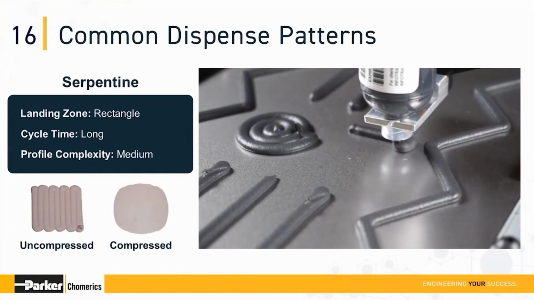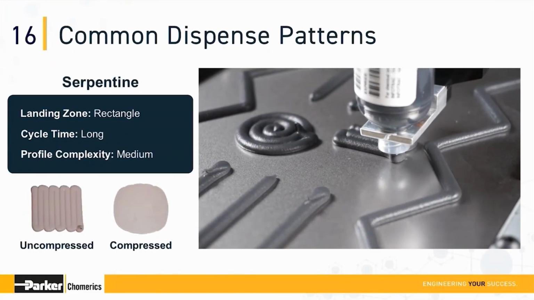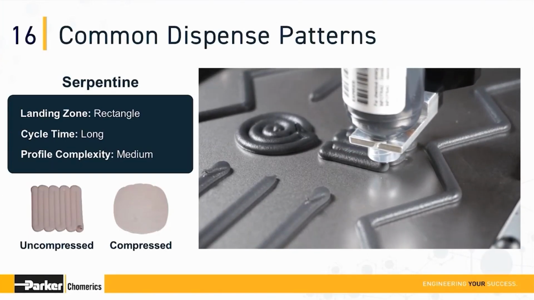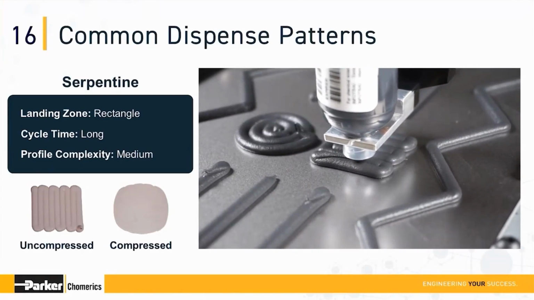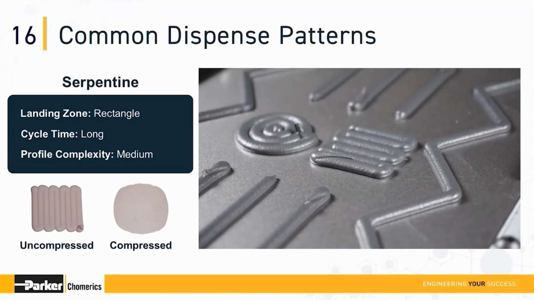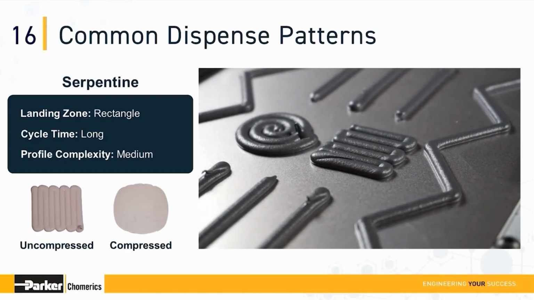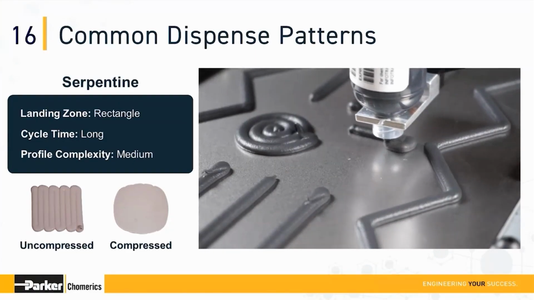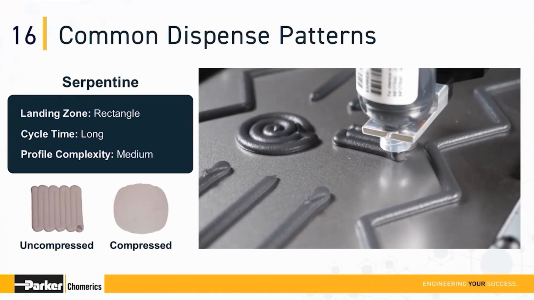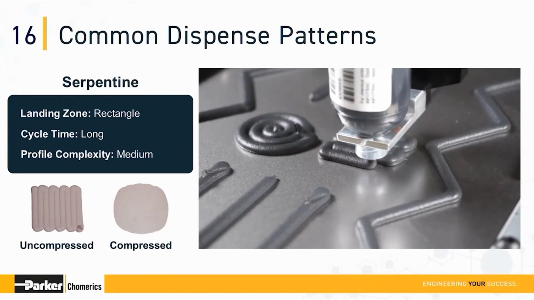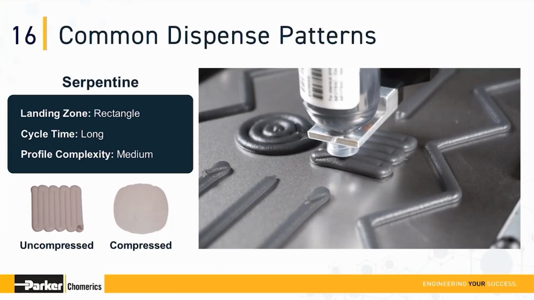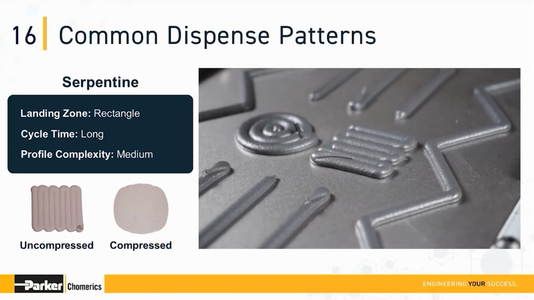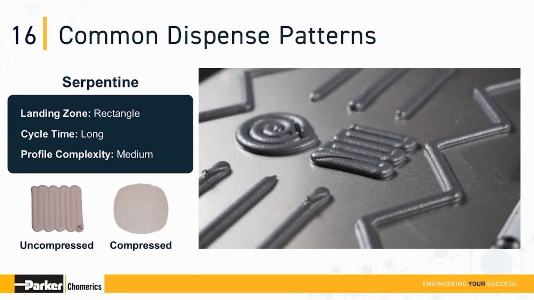For larger landing zones, a more complex dispensing pattern is needed. The serpentine pattern is used to fill large rectangular zones and involves adding a curve to dispense multiple lines next to each other. It's important to ensure that each line overlaps with the last to prevent air entrapment when the thermal gel is compressed in the final assembly. Serpentine patterns take longer to dispense and are more challenging to program, so we recommend using a line to fill rectangular zones if possible.